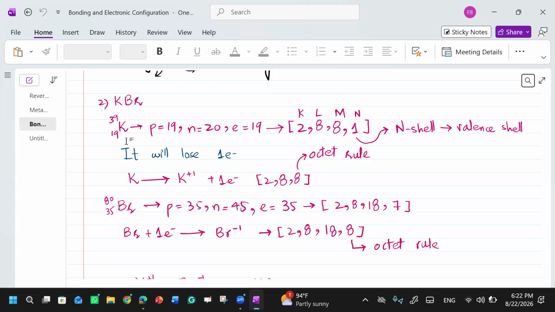Then there is bromine, and is bromine a metal or non-metal? Yes, bromine is a non-metal. Its atomic number is 35, so this will be 2, 8, 18, and 7, right? You know how to write the electronic configuration, right? Now, there are seven electrons. What is the best possibility for bromine? It has to gain one. It is the best possibility. So potassium will lose and bromine will gain. So this is ionic bonding.